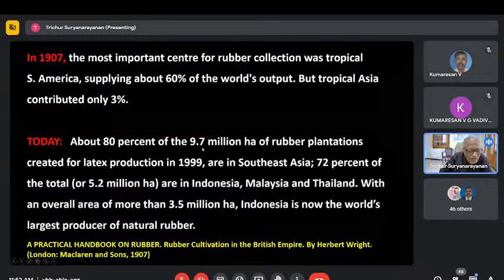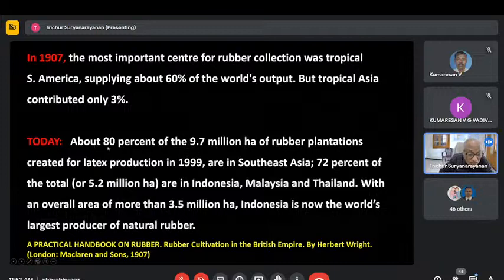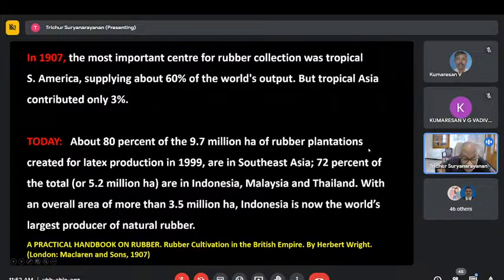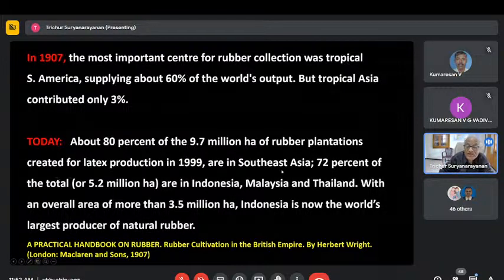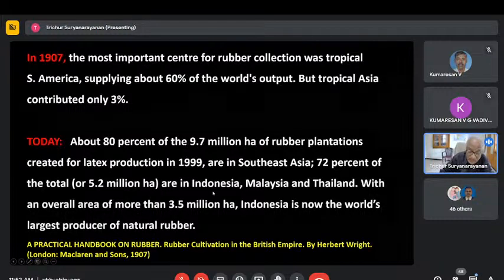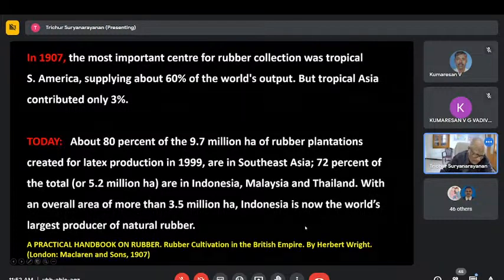What is the rubber need? 9.7 million hectares of rubber plantations. Totally there are 9.7 million hectares of rubber plantations. I told you rubber plantations cannot be made, but you have 9.7 million hectares of rubber plantation. 80% of that is in Southeast Asia. You see them in Indonesia, Malaya, and Thailand. So Indonesia is now the world's largest producer of natural rubber. Indonesia, along with Malaysia and Thailand, they have rubber plantations.